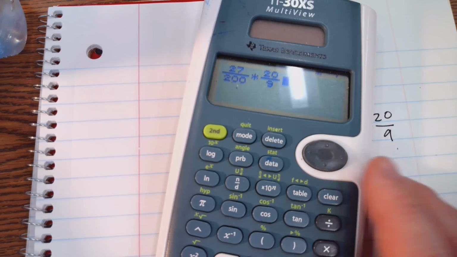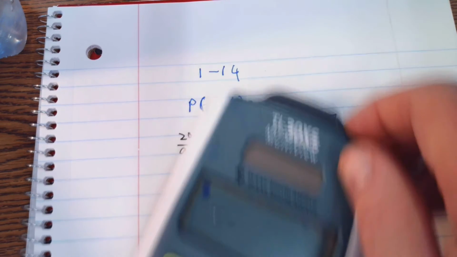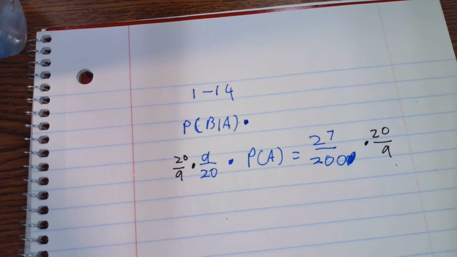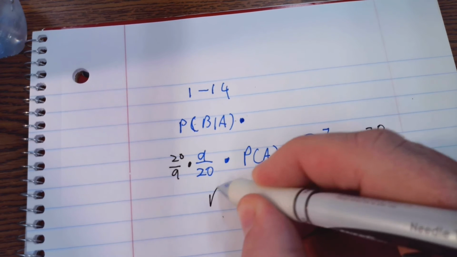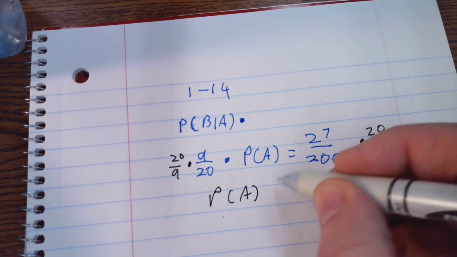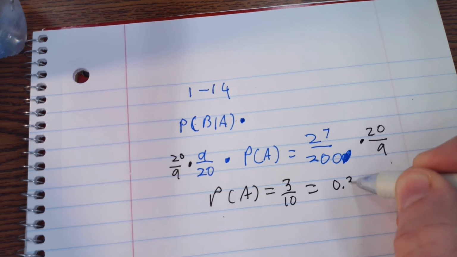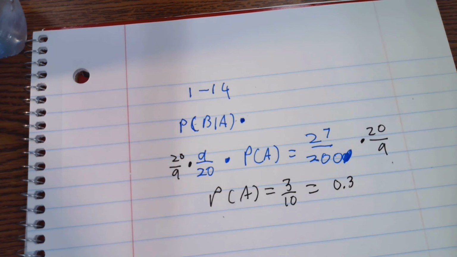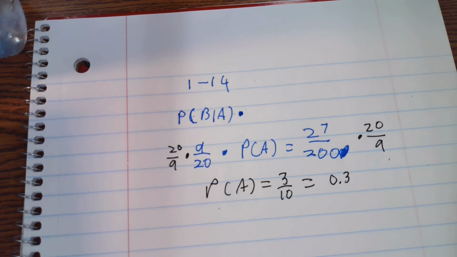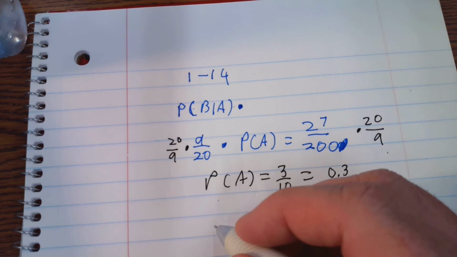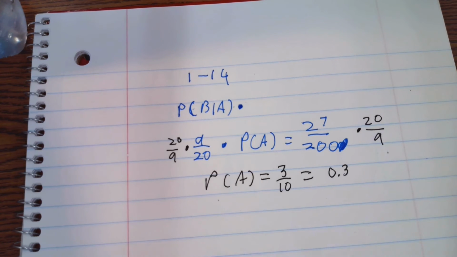And then enter. I hit clear. That's not good. All right, well, I have to type it in since I erased it. But hopefully you have the answer by now. And then it looks like you're going to get the probability of A is 3 over 10. And in decimal form, that would be 0.3, or 30%.